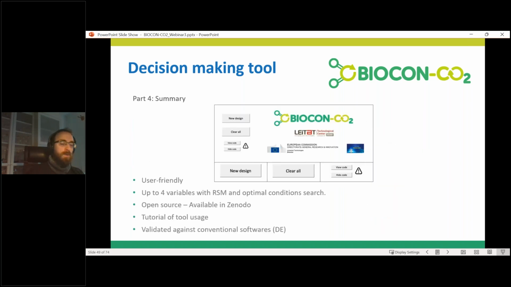So, as a summary, we have created a user-friendly tool that allows to go between 2 and 4 variables, which usually are the most common experiments you will find. It is an open source software. Although it is not yet available in Zenodo, we had some problems uploading it. It will be available in Zenodo for everyone to have a look at it. We have included a tutorial, and at the end, we are quite proud to say that we have produced a tool that is actually being validated with commercial software. And that's all from my part.